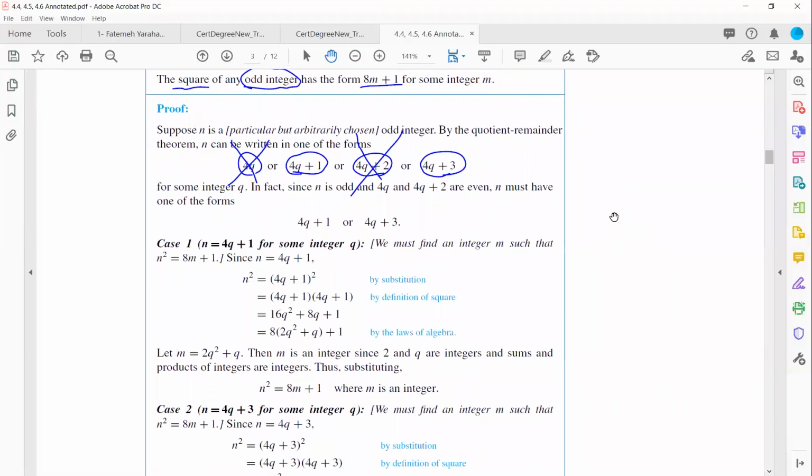n is equal to 4k plus 1. Let us square it. You get 4k plus 1 times 4k plus 1. You get 16k squared plus 8k plus 1. If you factor out 8 from these 2 terms, the outcome is 8 times an integer plus 1. So you have 8m plus 1.